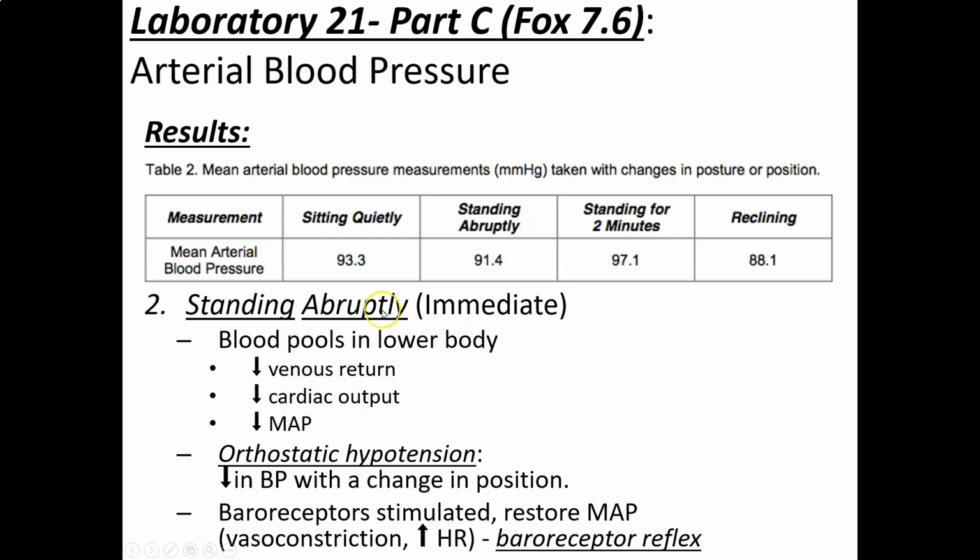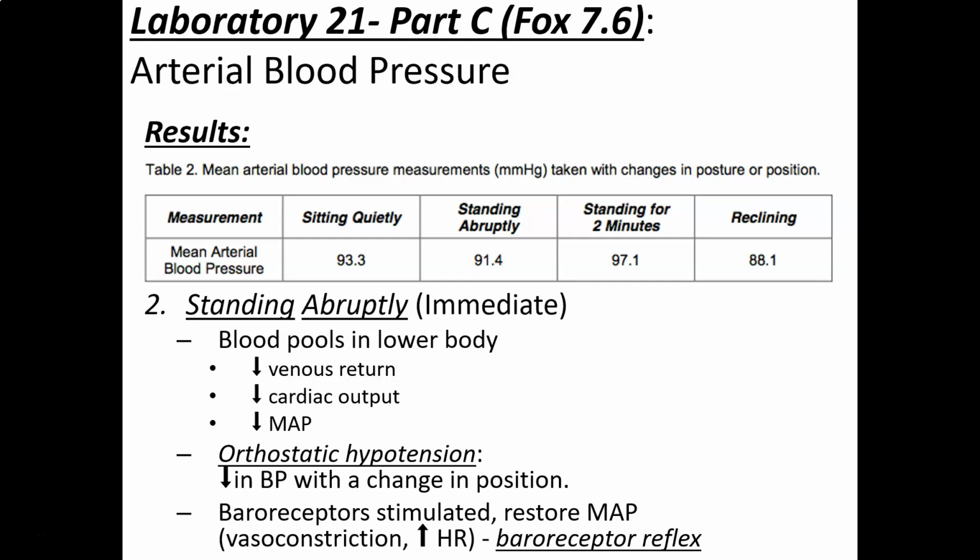So what happens when you stand abruptly? Blood drops to the lower part of your body, and once it does that, because of gravity, there's a couple things that happen. One, because there's blood in the lower part of your body and there's not good venous return, you get a decrease in venous return.